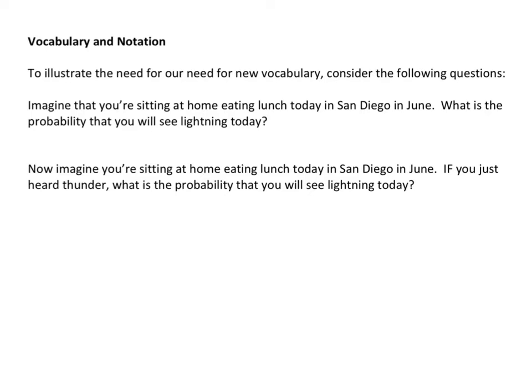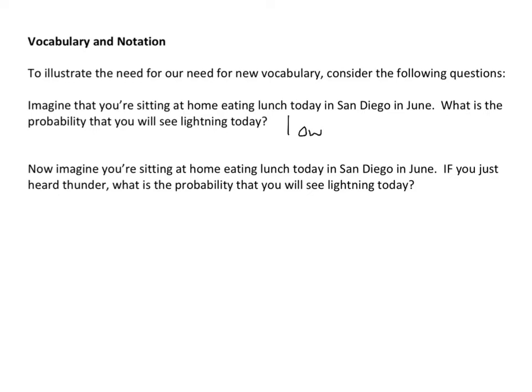So first we're going to start by talking about some vocabulary and notation. And I really believe, especially in a subject like probability that's already really heavily applied, it's important that we have a sense of what our need for that vocabulary is. Why do we need this vocabulary? To help us understand that, I want us to think about these two questions. For the first one, imagine that you're sitting at home eating lunch in San Diego in June. What's the probability that you're going to see lightning today? You don't need to go on some meteorology website to find this out. The idea here is that this is going to be a low probability. We don't have a whole lot of lightning happening in June in San Diego.